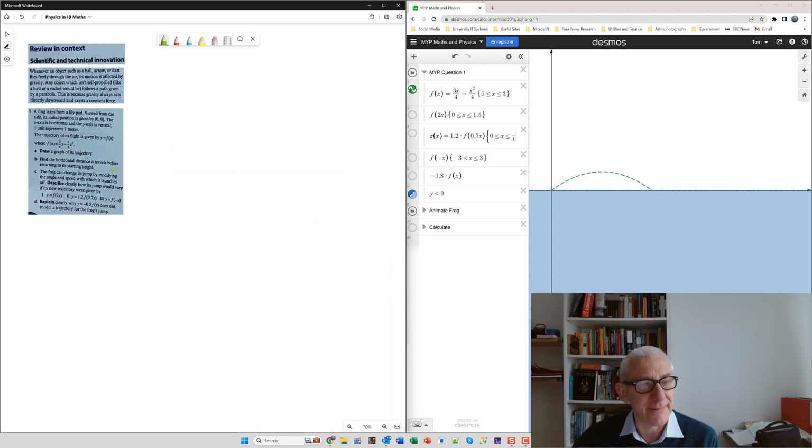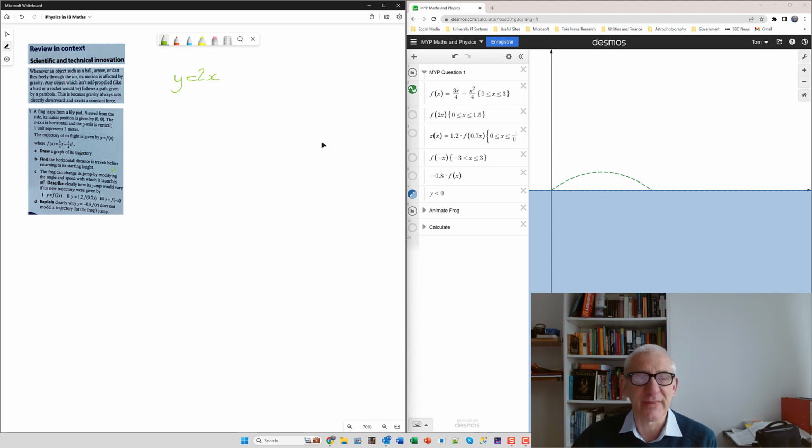Okay, we're back again. Part C: the frog can change its jump by modifying the angle and speed with which it launches. Describe, so we don't need to calculate too much, describe clearly how its jump would vary if its new trajectory were given by the following. We start off with the first one here, y = f(2x). So if instead of x, the function received 2 times x, what would the trajectory look like?